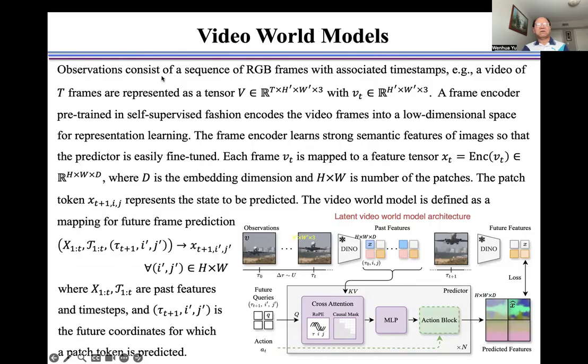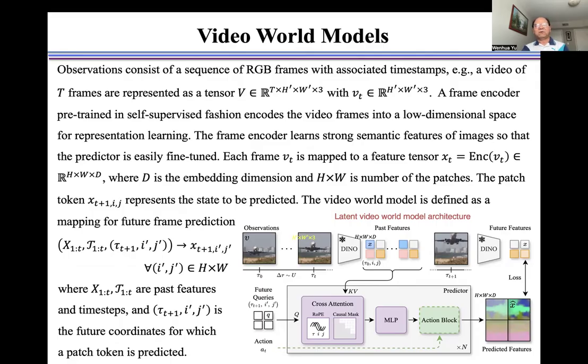Observations consist of a sequence of RGB frames with associated time steps, namely a video of T frames is represented as a tensor V, where Vt is a frame at a time t. A frame encoder pre-trained in self-supervised fashion encodes the video frames into a low-dimensional space for representation learning. The frame encoder learns strong semantic features of images so that the predictor is easily fine-tuned.